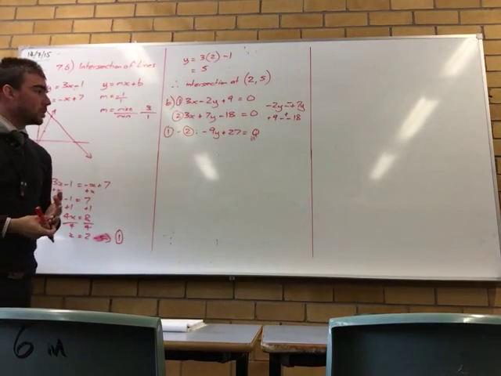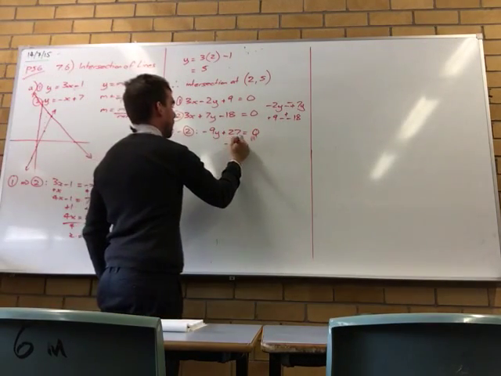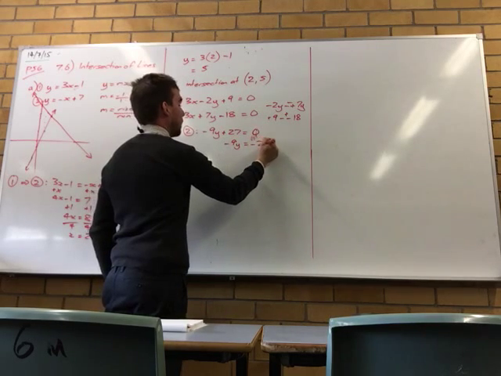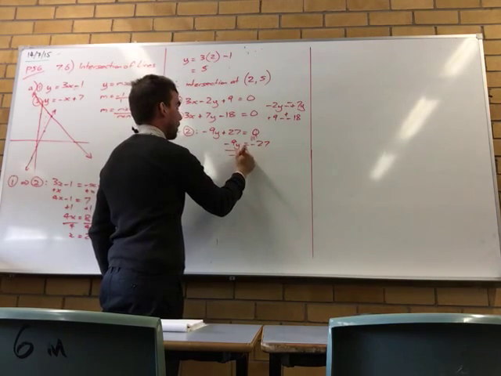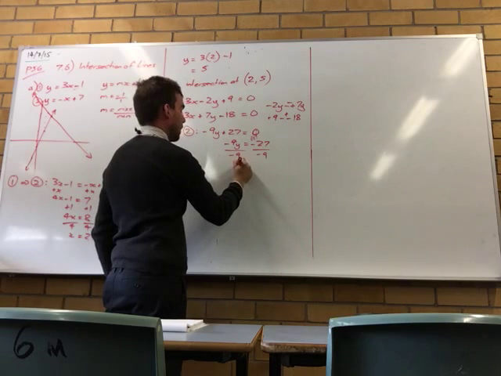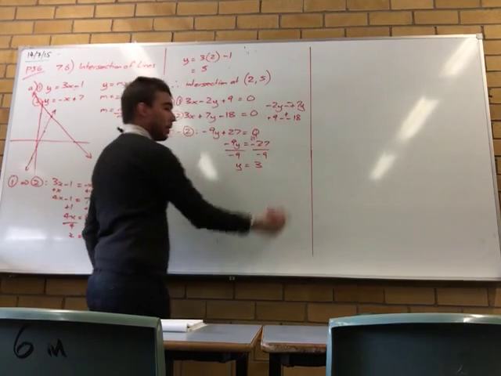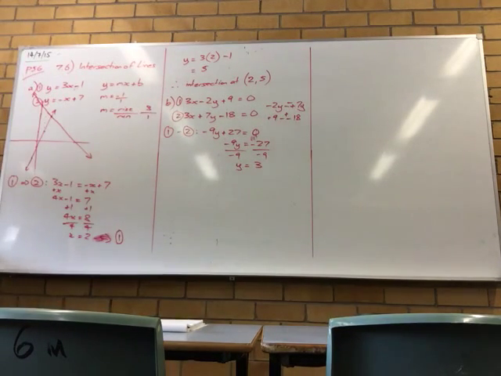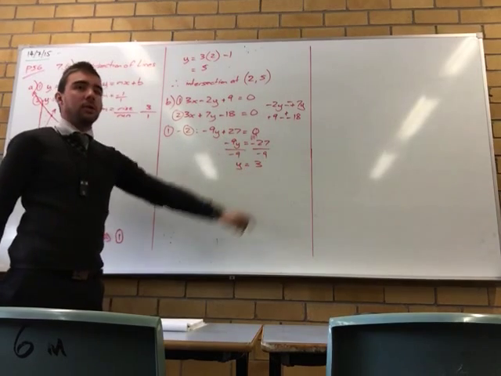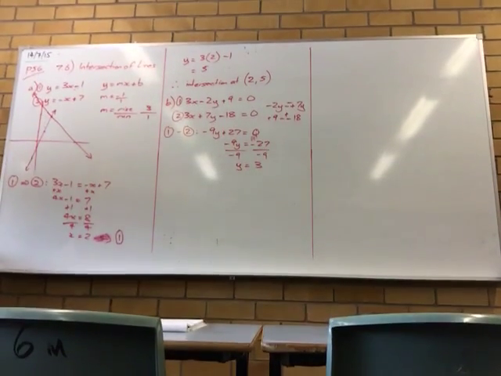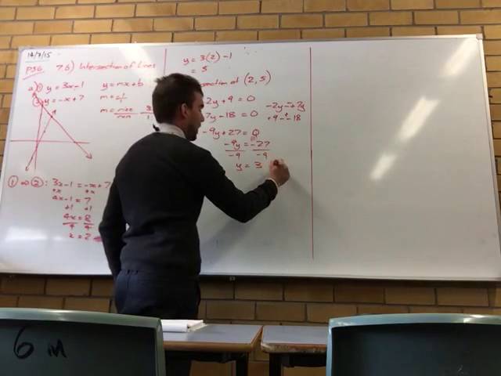Alright, algebra skills. So, negative 9y equals negative 27. Divide both sides by minus 9. You get y equals 3. Alright, remembering your sign. Negative divided by negative or negative multiplied by negative will result in a positive. Right, so that's one part of the solution. You need to get the other part now.